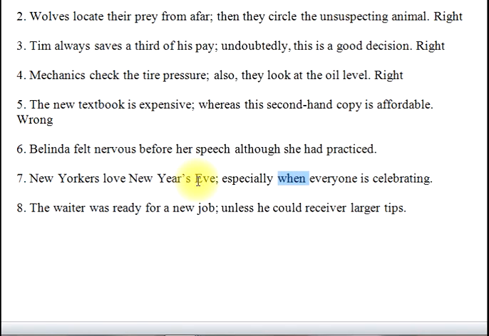But let's see if the semicolon is correct. If it's correct, we can put a period here and a capital E here, and then we should end up with two properly made sentences. One here and one here. Now, this has a capital letter and ends in a period. Is it actually a sentence? Love is your verb. Who or what love? New Yorkers, subject. Who or what do they love? New Year's Eve. That's the direct object. So we do have a pattern here. So this is a correct sentence.